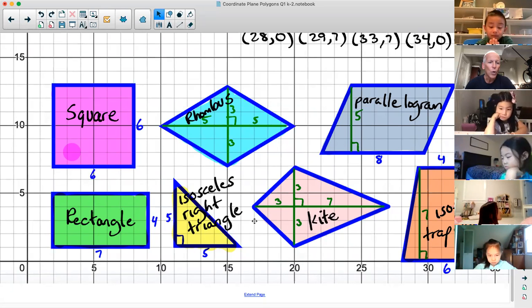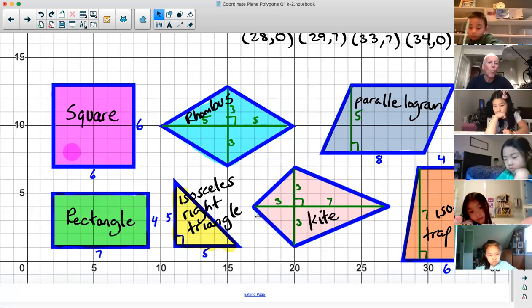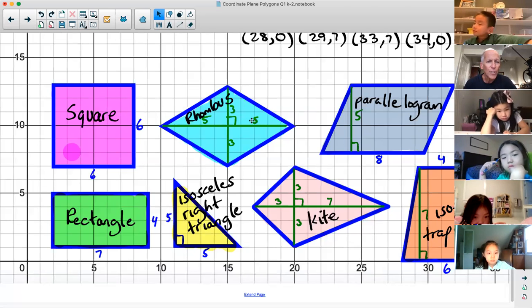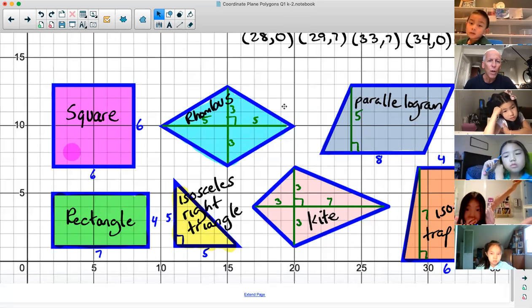Except for one. Who is going to tell me? And Annalise, I want you to pay attention over here. Try to turn your body so you are facing the screen, and that way I know you are paying attention. You shouldn't be paying attention to anything else. So now, what is the one polygon which is not a quadrilateral? Larry, do you know? And raise your hand if you know. But I want you guys to do this on your own.